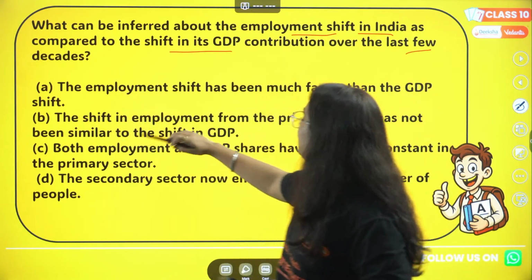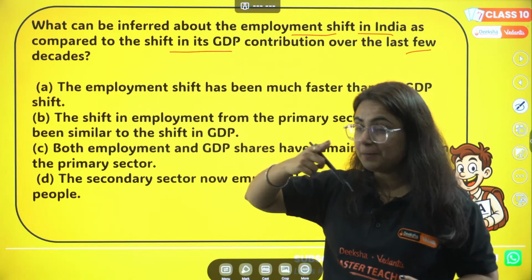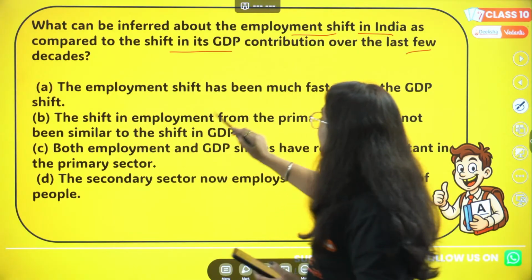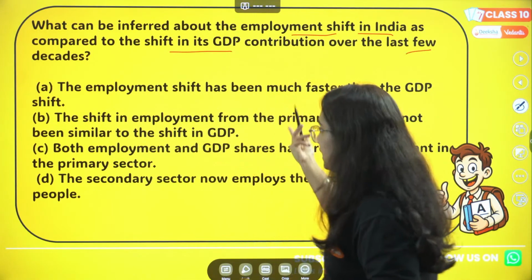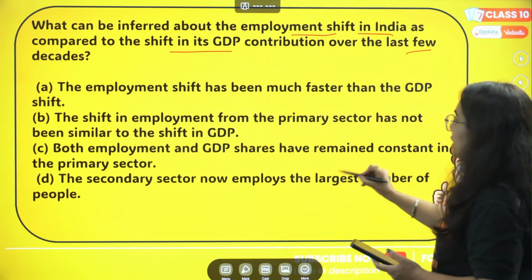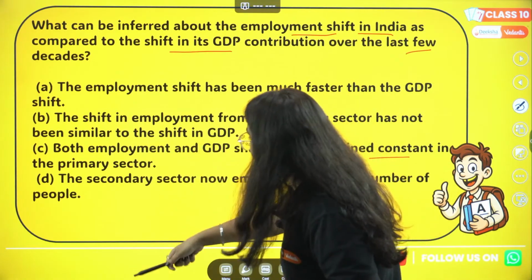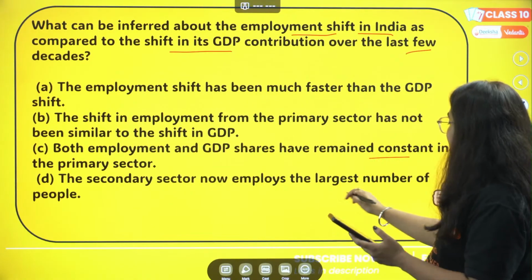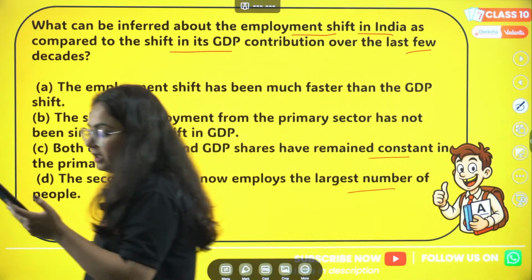Option A, the employment shift has been seen much faster than the GDP shift. Option B, the shift in employment from the primary sector has not been similar to the shift in GDP. Option C, both employment and GDP share have remained constant in the primary sector. Or D, the secondary sector now employs the largest number of people. Okay, answer this question. Very easy.